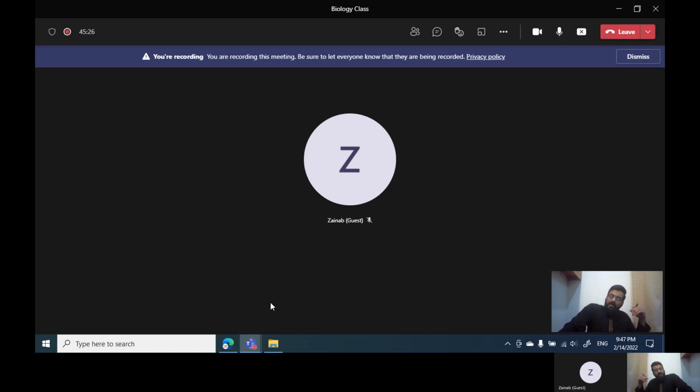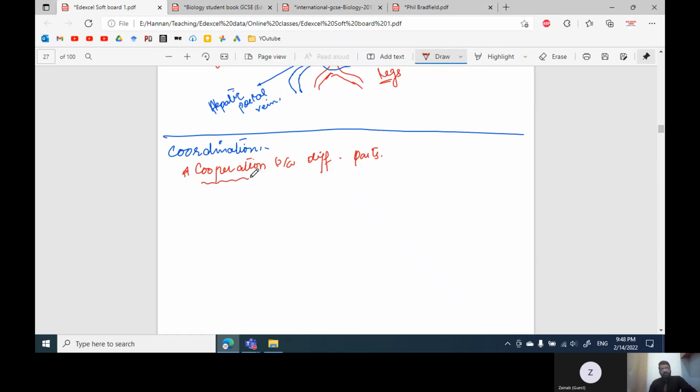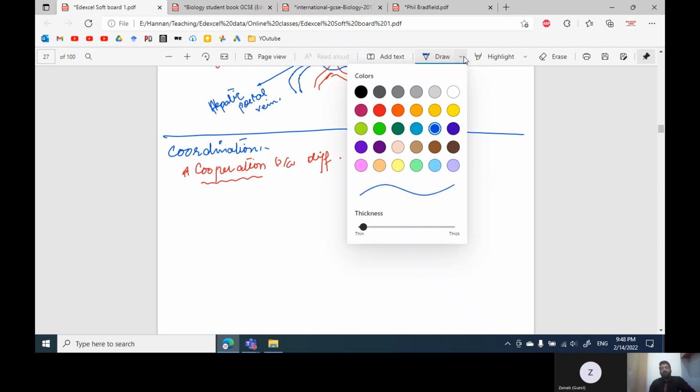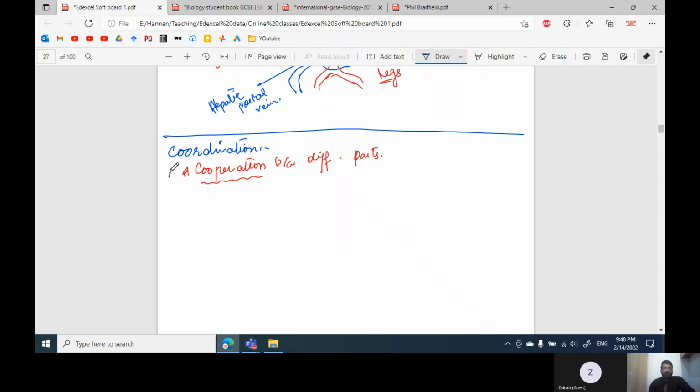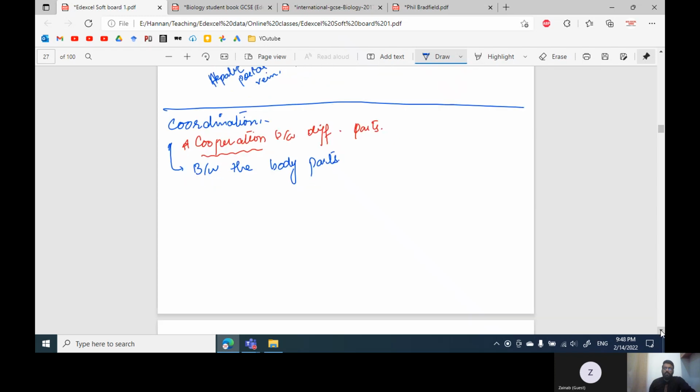This is the involvement of steps or ranks between the command and the execution of the command. So without this cooperation, without this coordination, nothing can happen, nothing can occur. So there is coordination between the body parts. Let me tell you some examples, so we can easily assess what a coordination actually is.